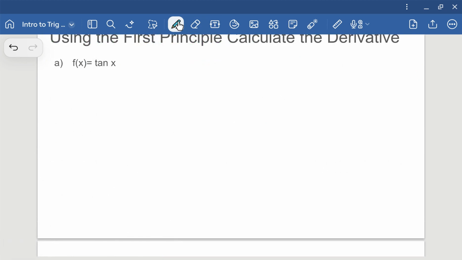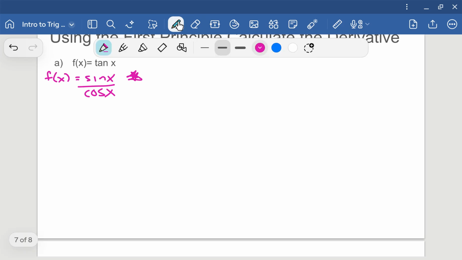We can remember that tan of x, so just rewrite it, is going to equal sine of x over cos of x. So this is taking into account that you know the quotient rule. So for this one, just make a reminder, use the quotient rule.